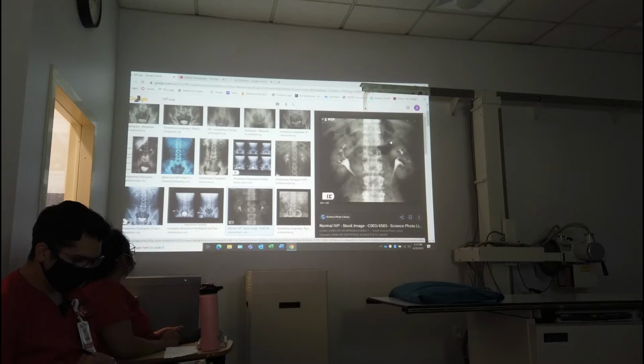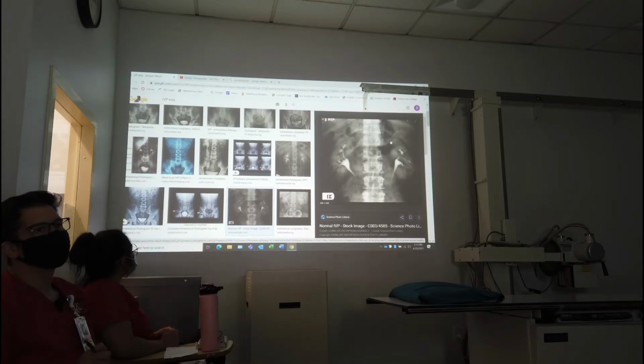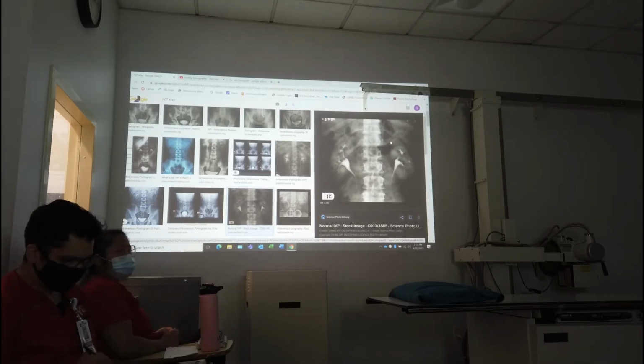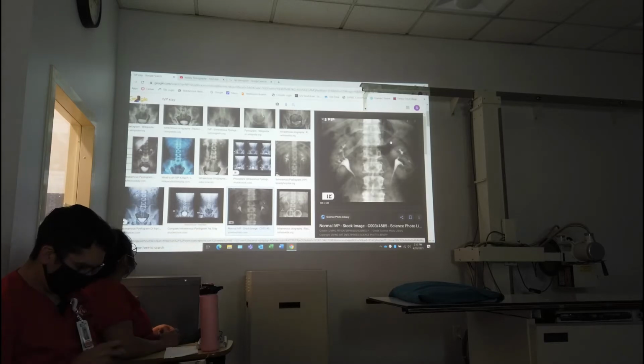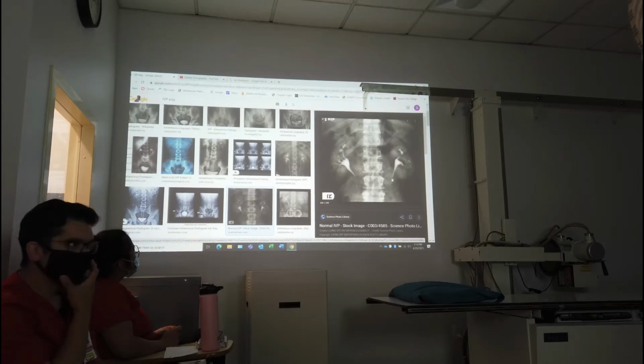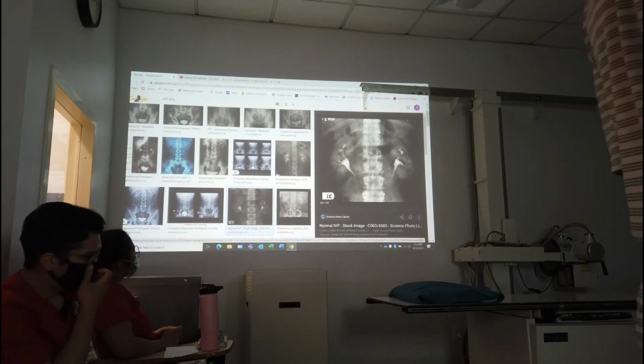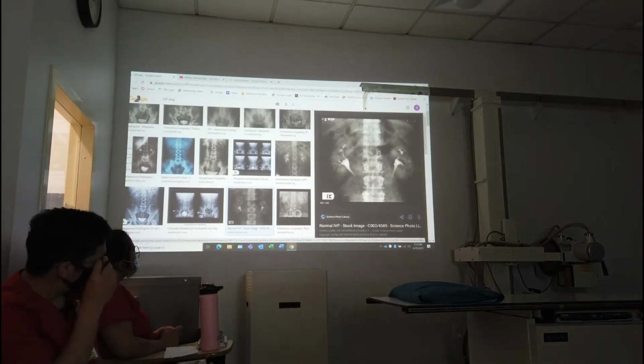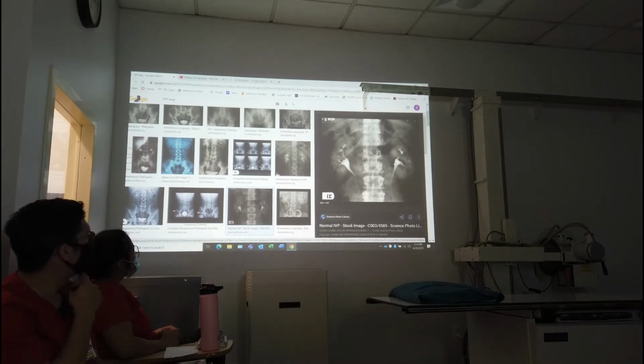With IVPs, especially with intravenous contrast agents, what you're doing is injecting iodine into a patient's vessel. Iodine has a high atomic number, which allows us to see the contrast. You can see the contrast on these images right here, so there's whiteness in here. That's all contrast, and the reason we can see it is because it has a high atomic number.